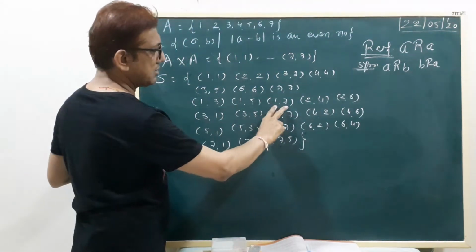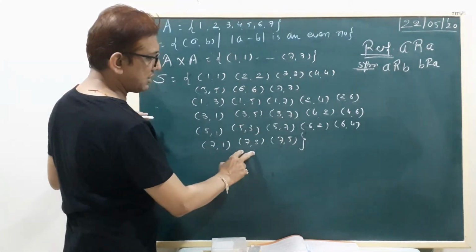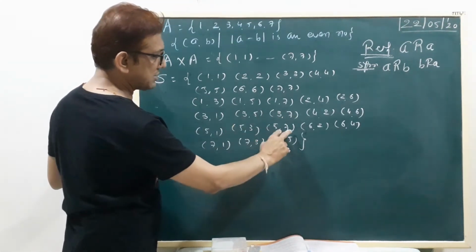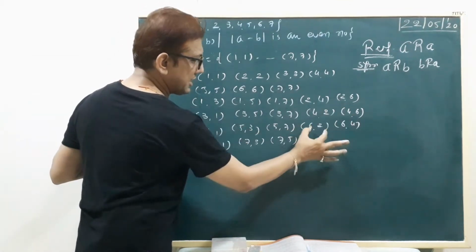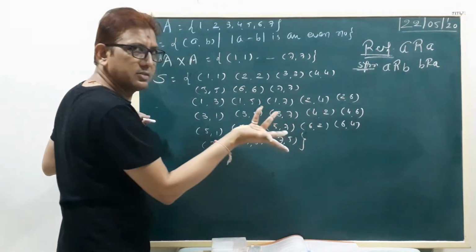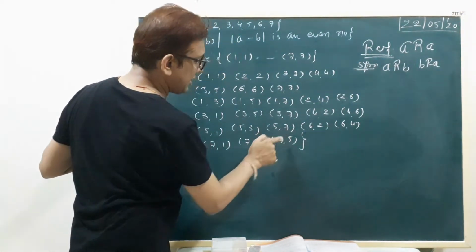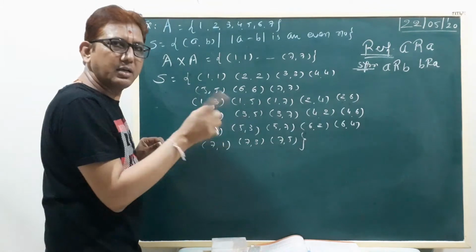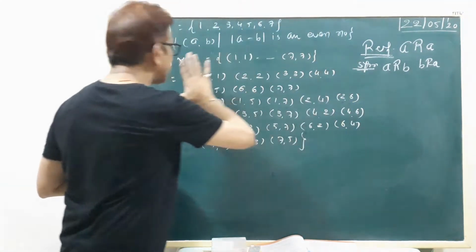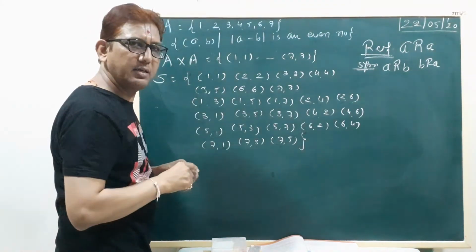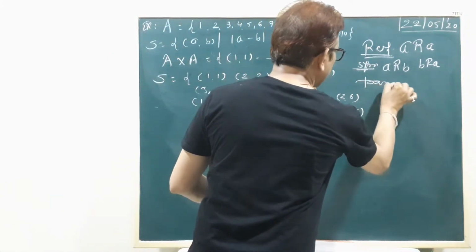We check other brackets. Suppose (1,7); (7,1) is here. (3,7); (7,3) is here. (5,3); (3,5) is here. (5,7); (7,5) is here. (6,2); change the order, (2,6) is here. Symmetric means a relation b and b relation a. Is that clear? So it is called the symmetric property. That means this relation satisfies the symmetric property. Okay. Now transitivity.